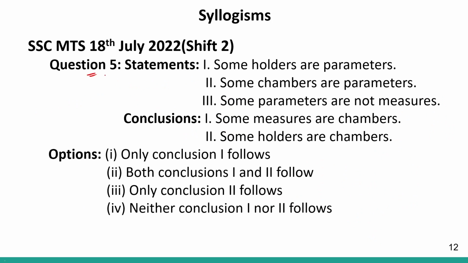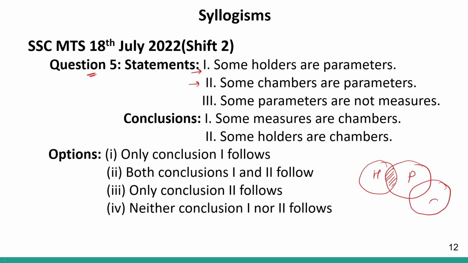Question number 5. Set of 3 statements and 2 conclusions. Statement number 1 says some holders are parameters. So some holders are parameters. This is the highlighted part. Some holders are parameters. Second one says some chambers are parameters.